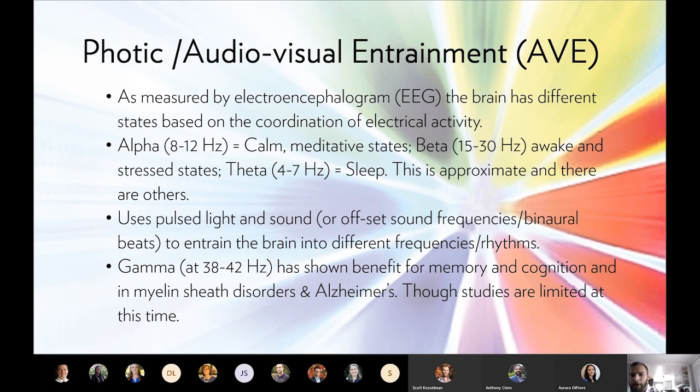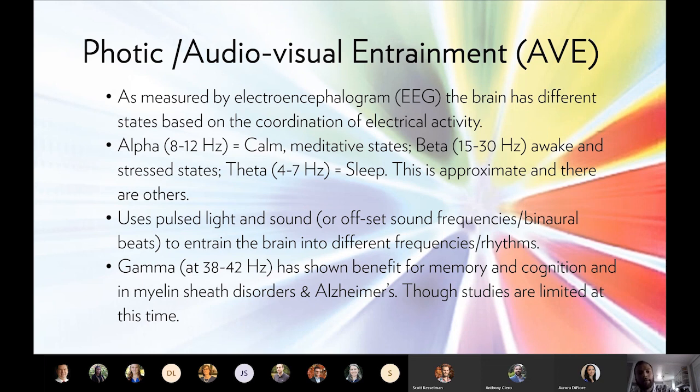Photic entrainment, or audio-visual entrainment, sometimes referred to as AVE. The brain, as measured by EEGs, electroencephalograms, runs in certain frequencies. The electrical firing of your brainwave patterns generally runs from 0 to 40-ish, even a little bit higher. And different ranges of these frequencies correlate to different states of being.